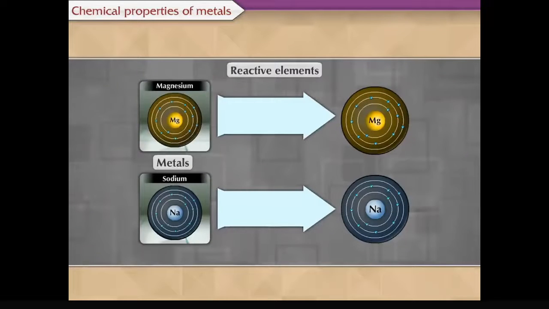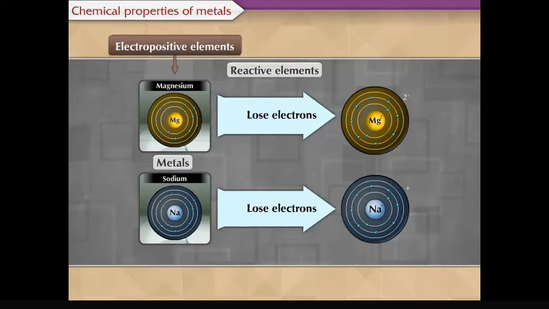Metals are reactive elements. They lose electrons to form positively charged ions. Thus, they are called electropositive elements. Let us perform an activity using some samples of metals to understand what happens when metals are burnt in air.